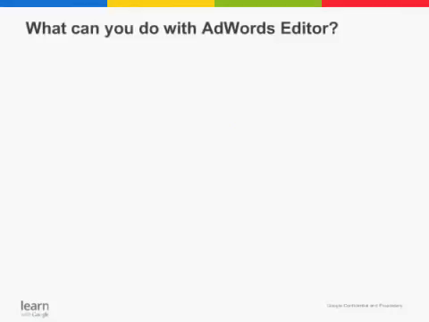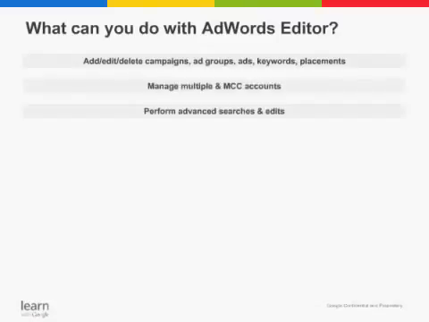Here's a quick overview of what you can accomplish with AdWords Editor. You can create and modify campaigns and all of their elements. You can do this for multiple accounts and for accounts in My Client Center. If you want to create new campaigns that are similar to existing campaigns, you can duplicate them with a simple copy and paste. Then you can just do a find and replace on the things you want to change, such as keywords or ad copy.